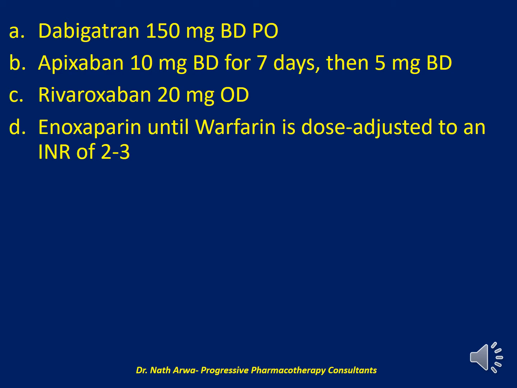Or would you settle for 10 milligrams of apixaban taken orally twice a day for a week, followed by half that dose of 5 mg twice daily for a prolonged duration? Or would you settle for 20 milligrams of rivaroxaban taken orally once a day? Or would you settle for enoxaparin bridging therapy, that is enoxaparin until warfarin is dose adjusted to an INR value of between 2 and 3? I'll give you 10 seconds to choose the correct answer.